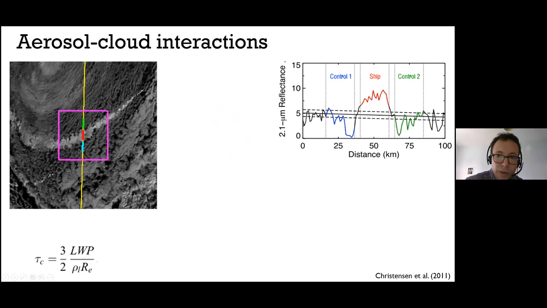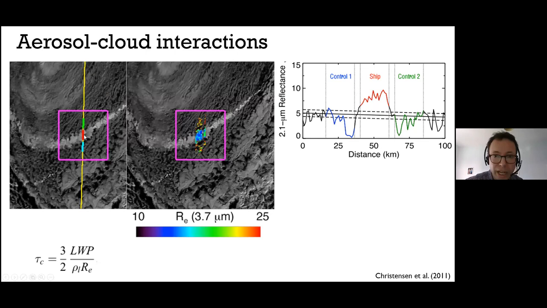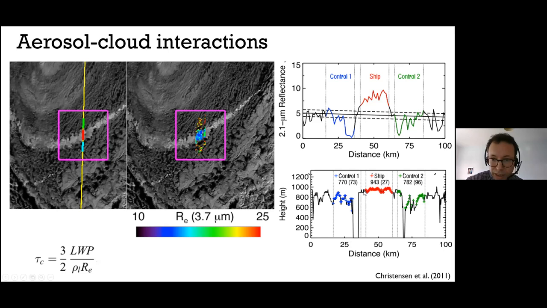We can see that from the reflectance point of view, the red part is brighter. That's what we see by eye. But if we look at the cloud droplet effective radius, we can see that those droplets are indeed smaller. And on top of that, we can also see that the cloud top for this red part, so for the ship track, is indeed elevated, just as proposed on the previous slide in one of those aerosol cloud interaction effects.